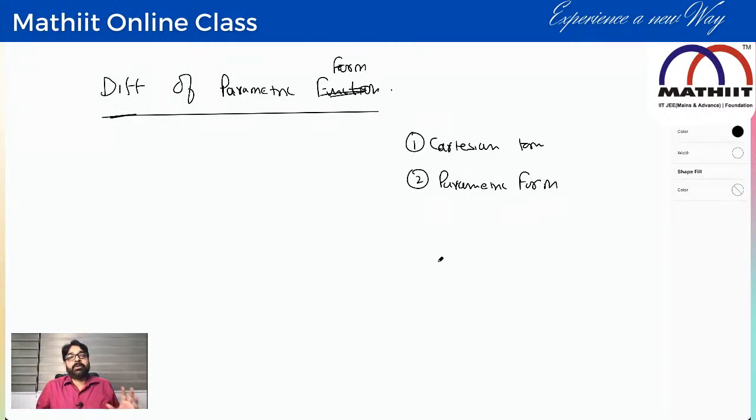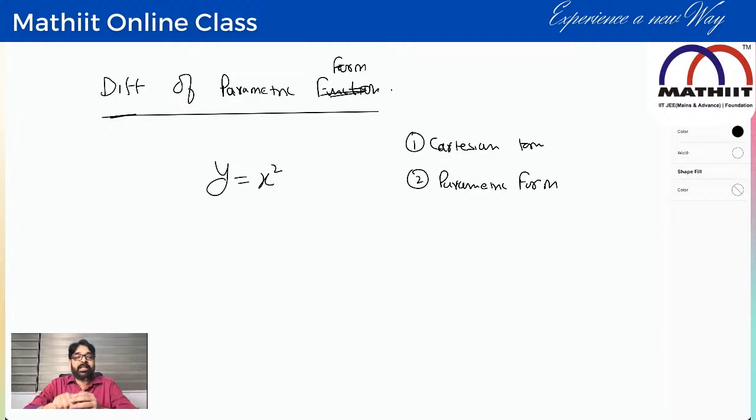So what is the difference between Cartesian form and parametric form? Let me explain. Suppose I say y equals x square. This is called the Cartesian form. Whenever x and y have a direct relation, that will be called the Cartesian form. And whenever, to develop the y and x relation, we have to use a third variable, that will be called the parametric form.